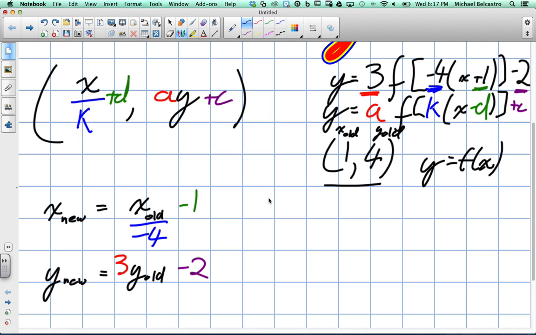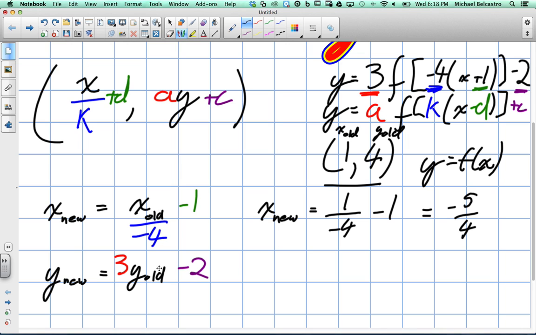We'll work this out. We're just going to plug in our old x value. Our old x value was 1, so x new is equal to 1 over -4 minus 1. And I'm just going to go right to left, even though that's not really how we tend to write it in math, which is equal to essentially -5 over 4, or -1 1/4.